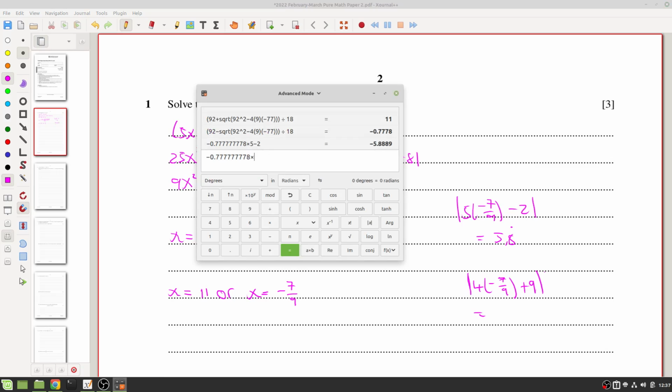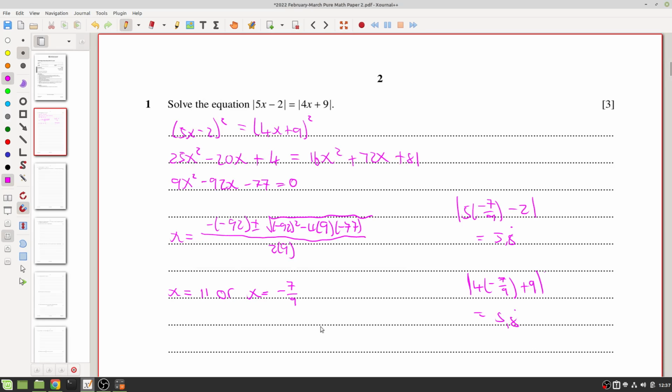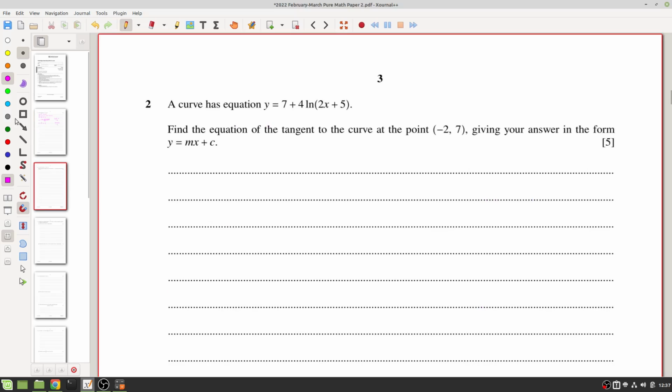So here, with this, we're going to times it by 4. Oops, not to the power of 4. Times it by 4, and we're going to add 9. And that gives us the same thing, 5.8 recurring. Okay, so both of these do work. Okay, fantastic. Next question. Okay, a curve has equation y equals 7 plus 4 ln 2x plus 5.